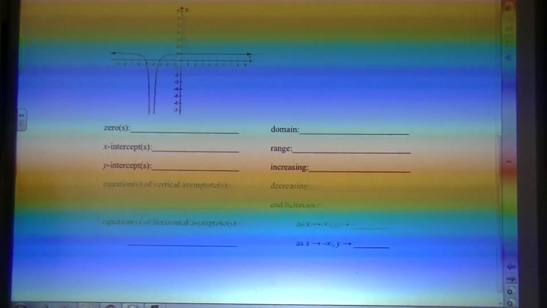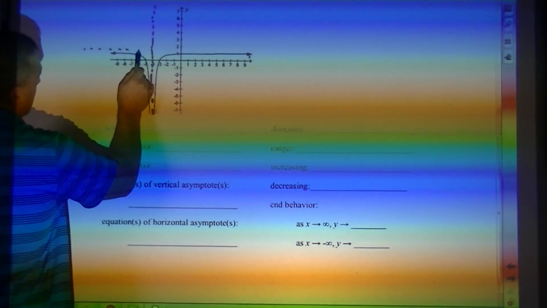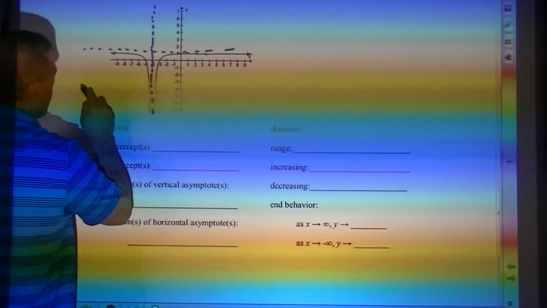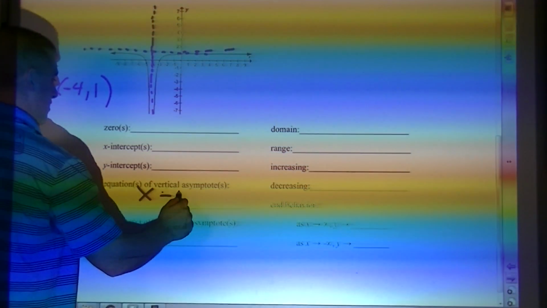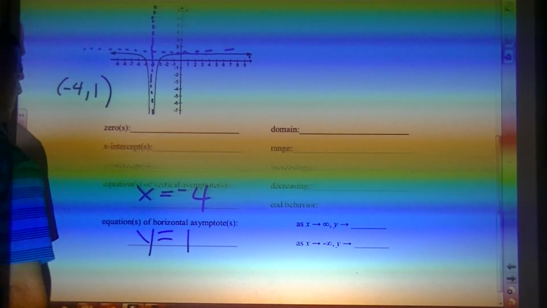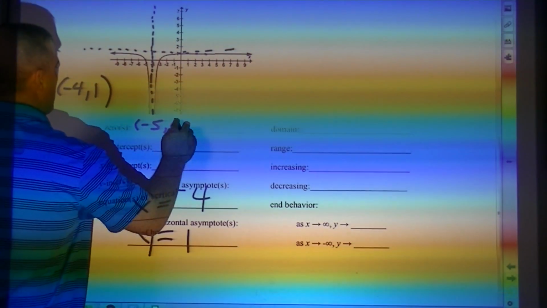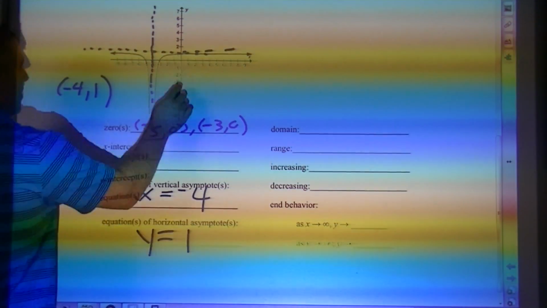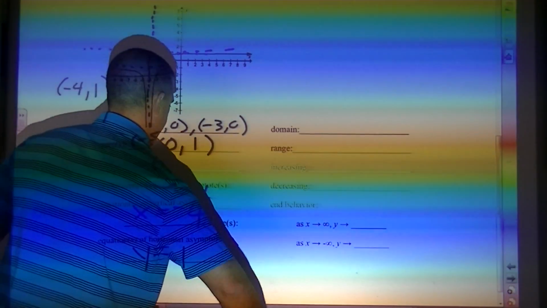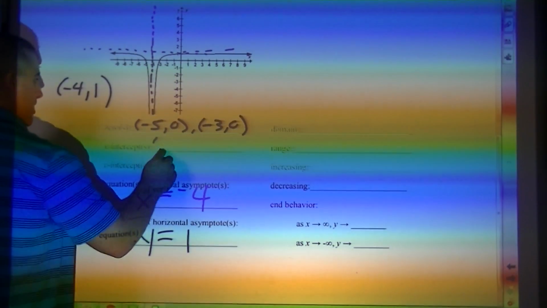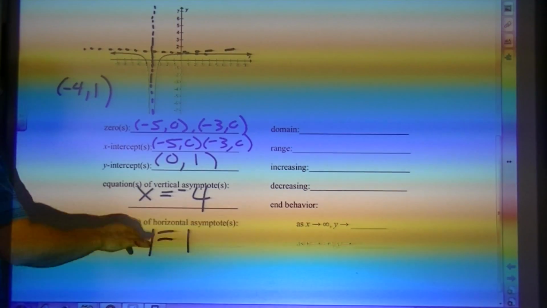Once again, need to draw your asymptotes in here, okay? This one's going to go through negative 4, and I would say it's going to level off at about 1. So my anchor point there is negative 4, 1. That helps us with our vertical and our horizontal. The zeros are at negative 5, 0, and negative 3, 0. The y-intercept is at 0, looks like about 1. Whoops, I'm sorry, that's not right, I put that in the wrong place. Negative 5, 0, negative 3, 0, about 0, 1, about that, it's close.